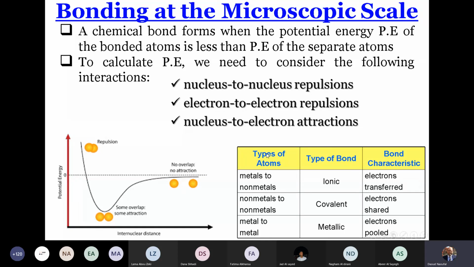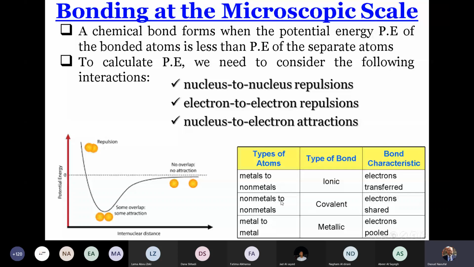The types of bond we know are four types. First, we have the ionic bond, which is a bond between a metal and a non-metal, and the electron is completely transferred from the metal to the non-metal. The second is the covalent bond. This is a bond between a non-metal and a non-metal, and the electrons are shared between these two non-metals.